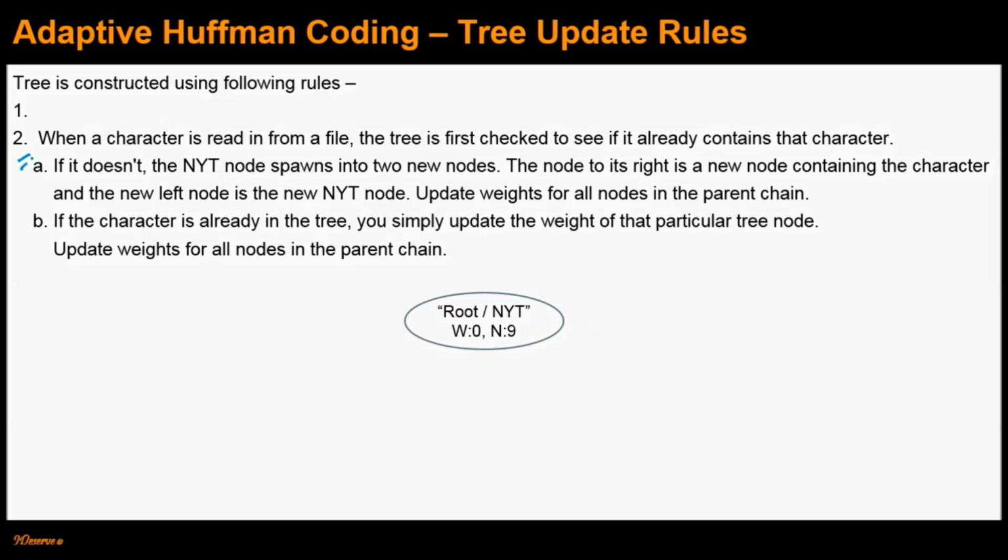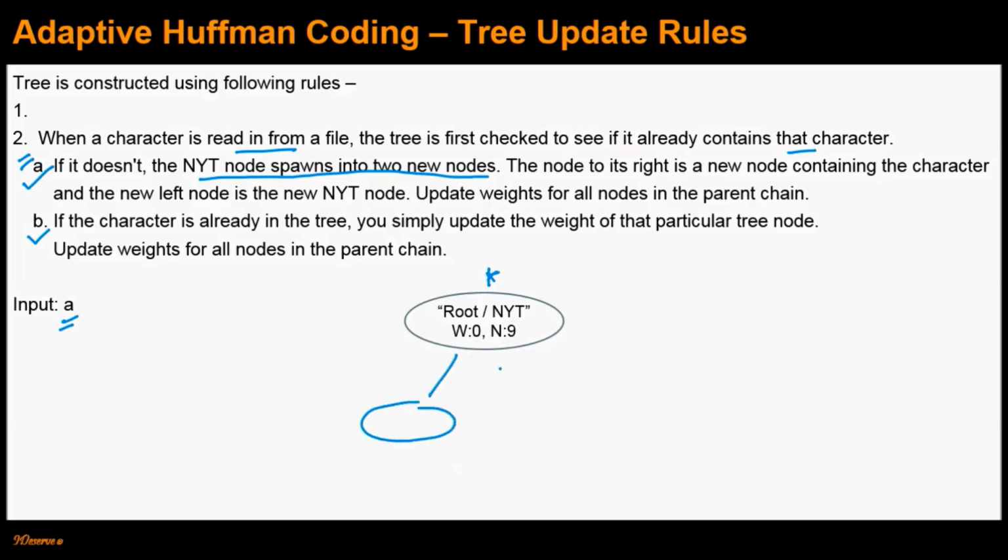So the second rule states that when a character is read in from a file, the tree is first checked to see if it contains that character. If the character is not there, then this rule is applied, and if the character already exists in the tree, then this particular rule is applied. So let's say our first input character is character A. Obviously the character won't be present in the tree, so the first rule is applied. The first rule says that the NYT node spawns into 2 new nodes. So this NYT node spawns into 2 nodes.